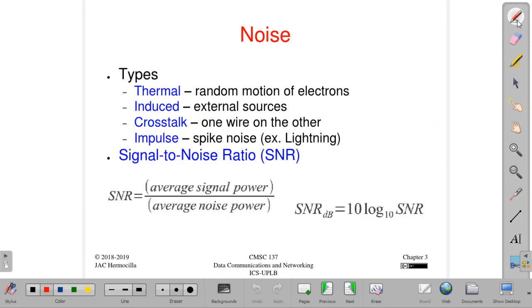So the third transmission impairment is noise. So noise, probably you know this already. There are 4 types of noise. We have thermal, induced, crosstalk, and impulse.